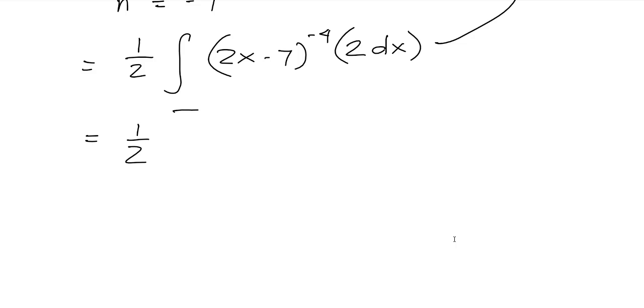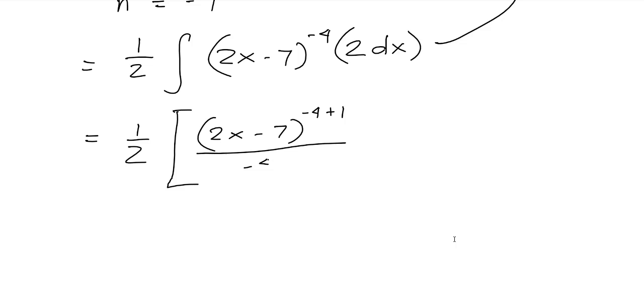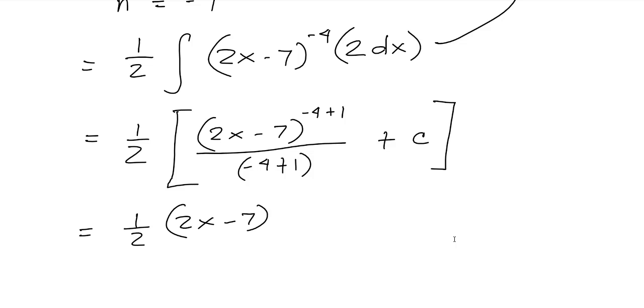So 1/2, this would be u raised to n du. We can write 2x minus 7 or u raised to n plus 1 divided by n plus 1, negative 4 plus 1, and of course the constant of integration, c. This can be written as 1/2 2x minus 7 raised to negative 3 divided by negative 4 plus 1 is negative 3 plus c.